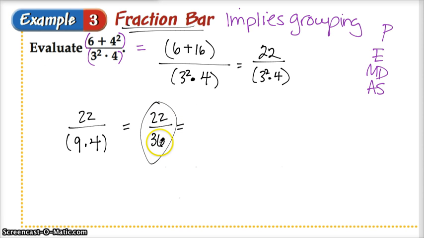Hopefully you're seeing that the number 2 goes in very easily to both of these numbers. So when 22 is divided by 2, we get 11. And when 36 is divided by 2, we get 18. And now that's our final answer.